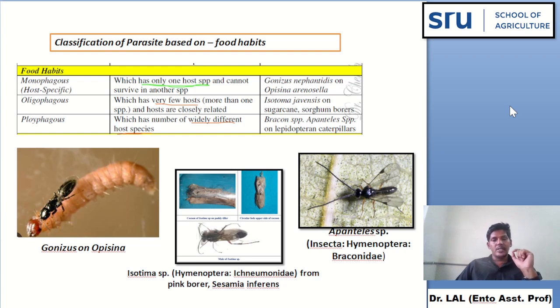Oligophagous parasites feed on very few hosts, and those hosts must be closely related. Such parasites are known as oligophagous parasites. An example is Isotoma javensis. Polyphagous parasites feed on a wide variety of host species. Examples are Bracon species and Apanteles species.